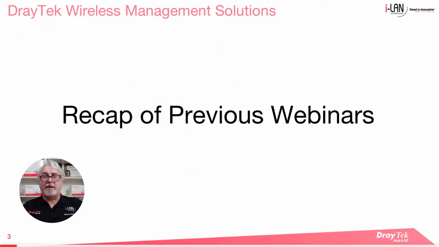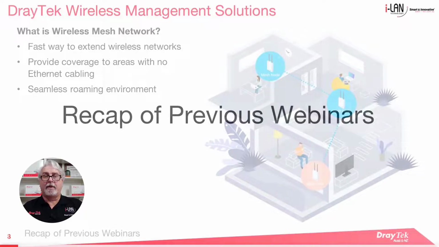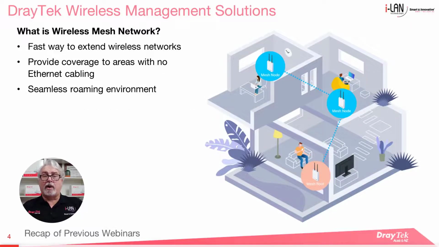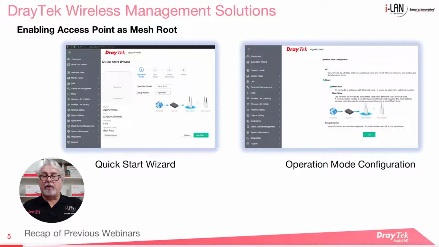Okay, just in case you missed our previous webinars, I'll briefly go over the main points that we covered. So we discussed what a wireless mesh network is and that it can be used to quickly extend a wireless network to cover areas where no Ethernet cabling is available. It also creates a seamless Wi-Fi roaming environment. We then looked at the steps to deploy a wireless mesh network by using the Quick Start wizard to enable the mesh route and then discover the mesh nodes.